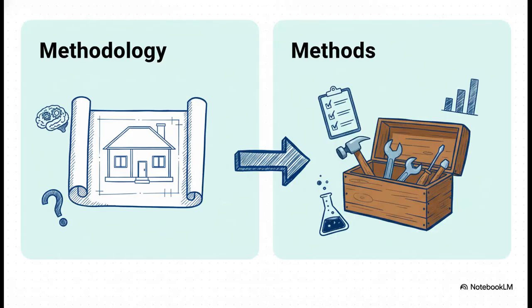And here you can see it laid out side by side. It couldn't be clearer, right? Methodology is the blueprint, the big picture why. Methods are the toolbox, the hands-on how. Your methodology justifies the entire approach, and your methods are the tools you use to get it done. The most important thing to remember is that the blueprint always determines which tools you're going to use.